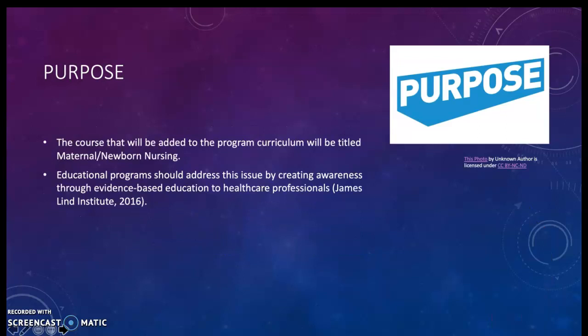The purpose of this project is to add a maternity nursing course to the current LPN to BSN program curriculum. This course would be named Maternal Newborn Nursing.